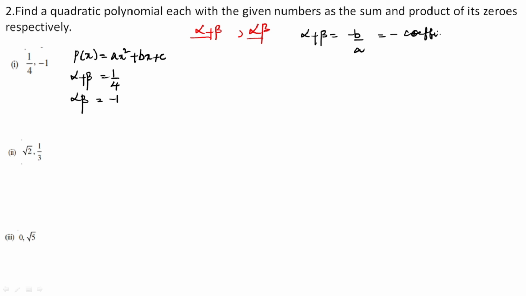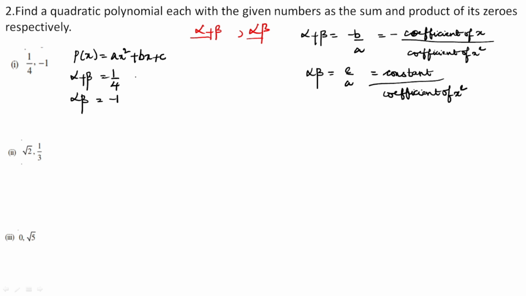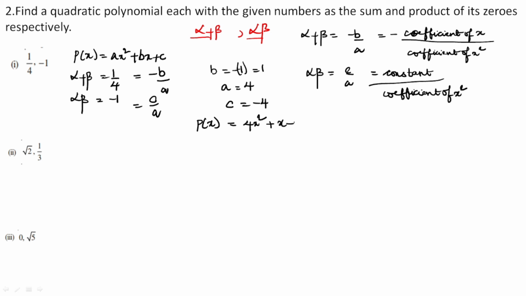Let's consider these relations at this place. When you substitute, it is going to become minus b by a, and this is c by a. So this means minus b by a equals 1 upon 4. So b is minus of minus 1, which will become 1, a is 4 and c is negative of a, which is minus 4. So the polynomial equation based on a, b, c is going to become 4x square plus x minus 4.